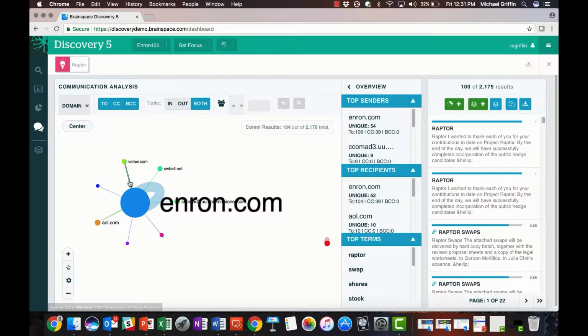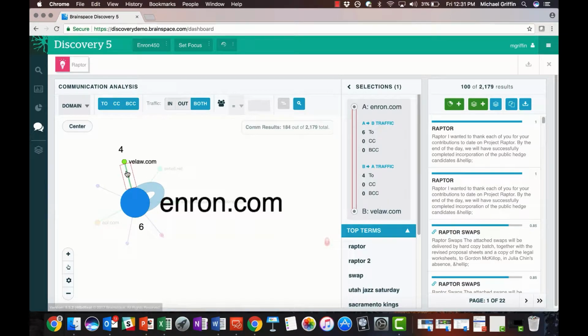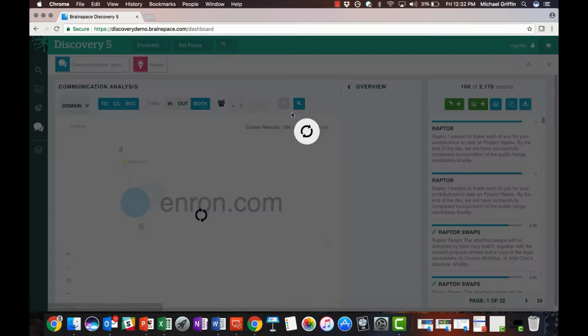And I want to then click on the edge, which is the line between the nodes, and you can think of that as a conduit of communication, so the data or emails flowing back and forth between these domains that contain the term Raptor. So we'll go ahead and then search on that.